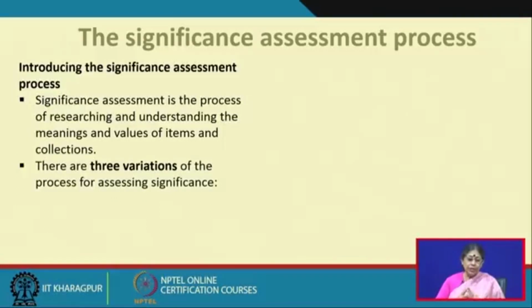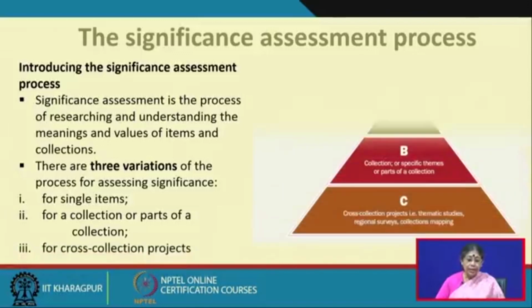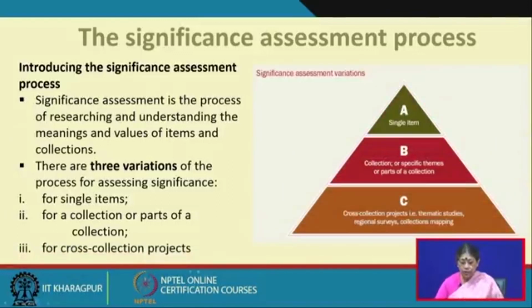So, there are 3 variations of the process of assessing the significance. Let us see what the 3 variations are. The first possibility is that it can be for single items. The second, it can be for a collection or parts of a collection. Third, for cross-collection projects.